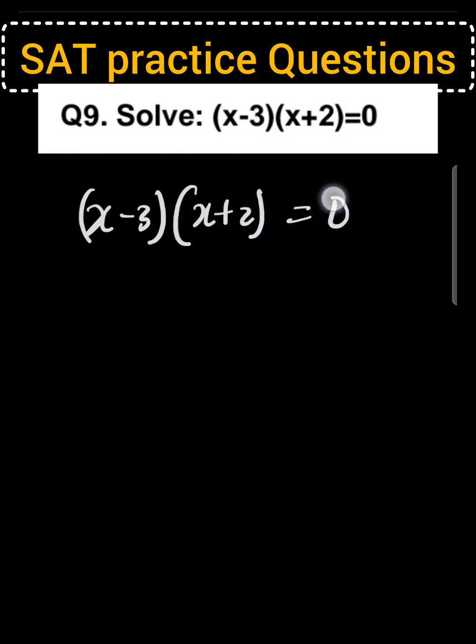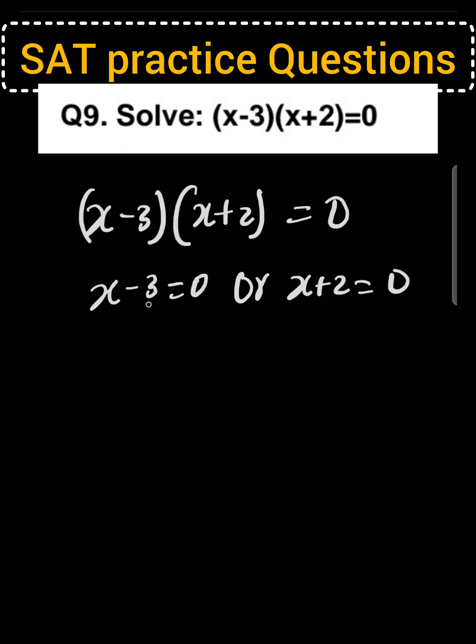Question number 9 reads: solve x minus 3 in the bracket of x plus 2 is equal to 0. We are given x minus 3 multiplied by x plus 2 equal to 0, because when you see a bracket, it implies multiplication. We recall that when two terms multiplied together equal 0, either the first one, x minus 3, equals 0, or x plus 2 equals 0. So here we have two solutions.